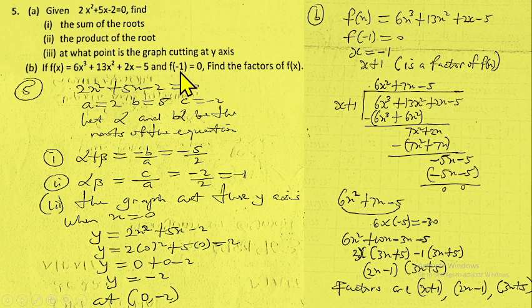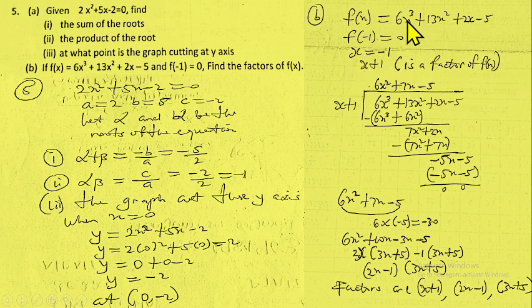If f of minus 1 is equal to 0, that means x equals minus 1 is a factor of this polynomial. Therefore, also x plus 1, if you take this one to this side, that means x plus 1 is also a factor.